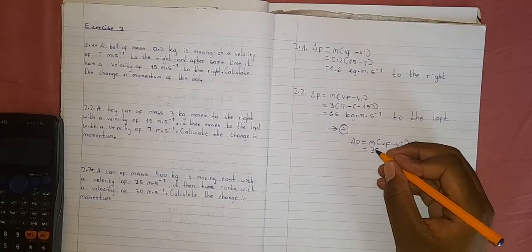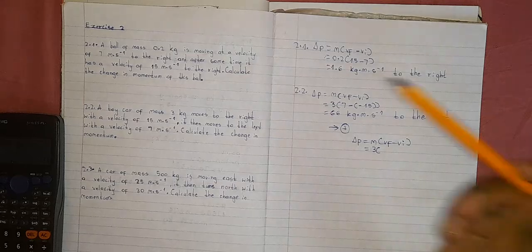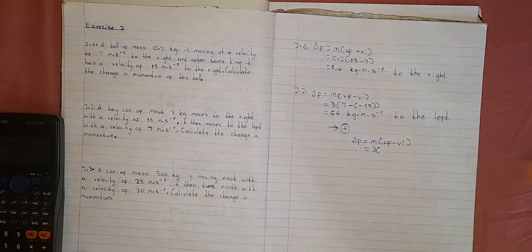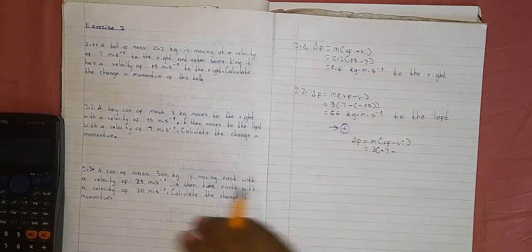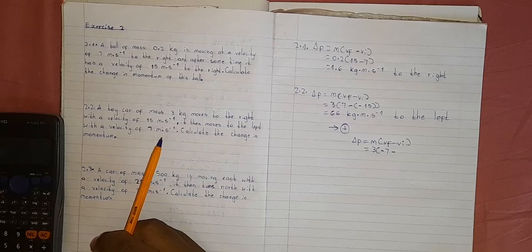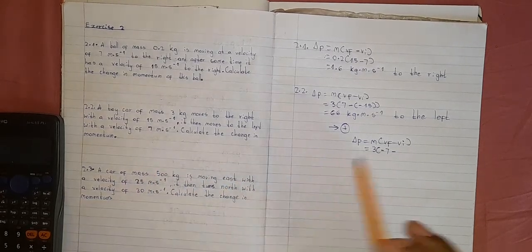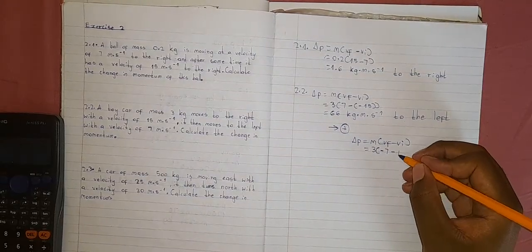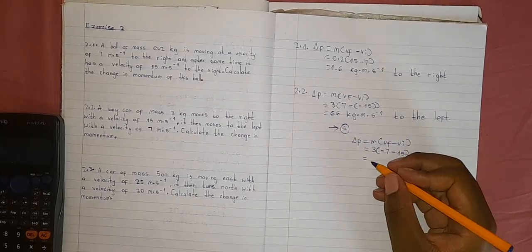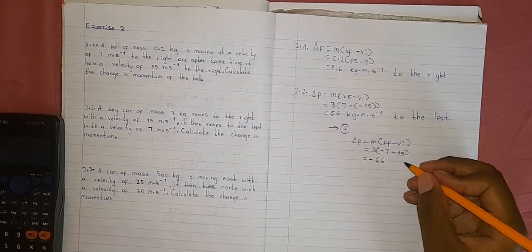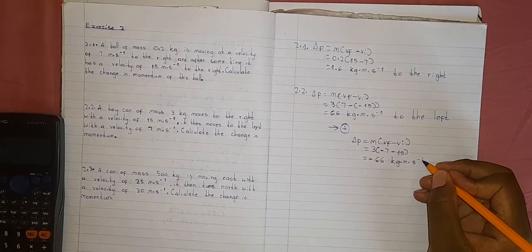So velocity final is 7. Remember, it's 7 meters per second to the left, and I choose to the right as positive, so it's minus 7, minus the initial velocity, which was 15 meters per second. Since I choose to the right as positive, I'm going to write positive 15 here. And then you will get a change in momentum of negative 66 kilograms per meter per second.